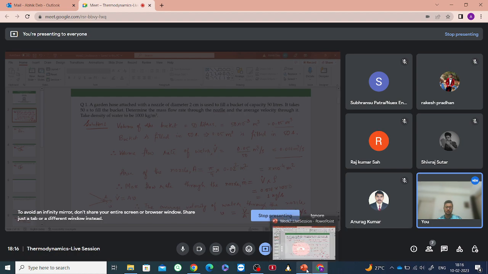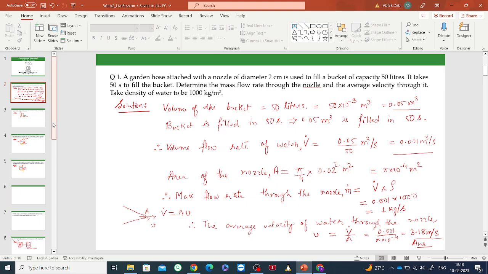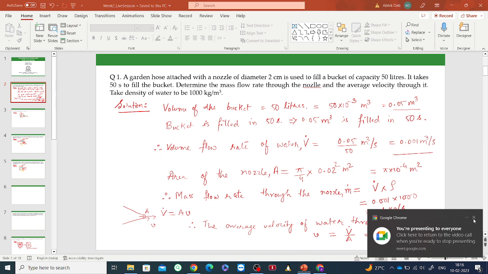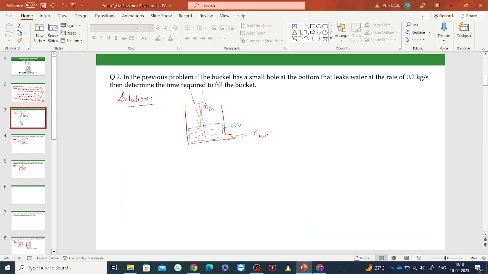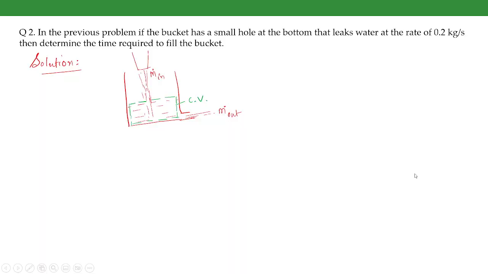Okay, so let us move on to the next problem. In the previous problem, if the bucket has a small hole at the bottom that leaks water at the rate of 0.2 kg per second, determine the time required to fill the bucket. So now we have to perform a control volume analysis of the water in the bucket.